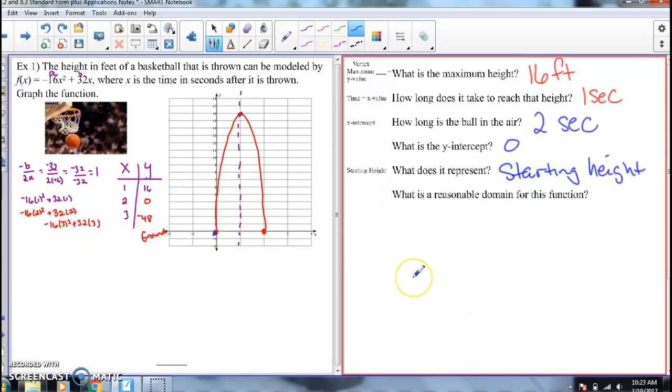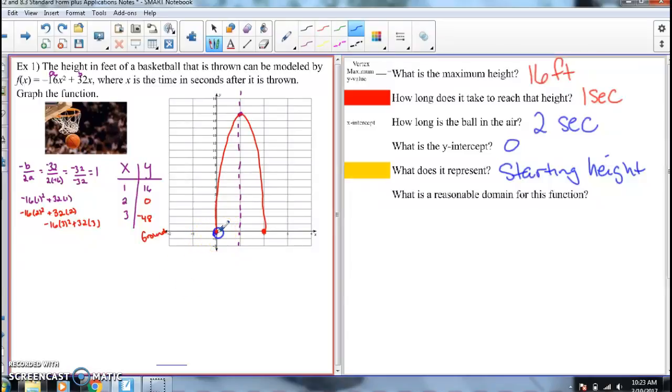Okay, and then when we talked about key features, we said that the domain is always all real numbers. Now when we look at applications, we don't have that. The reason is that, in this case, I'm looking at time. Time can't be negative, and the ball hits the ground at 2 seconds. It can't go below the ground. So my domain actually goes from 1 to 2. Sorry, from 0 to 2.